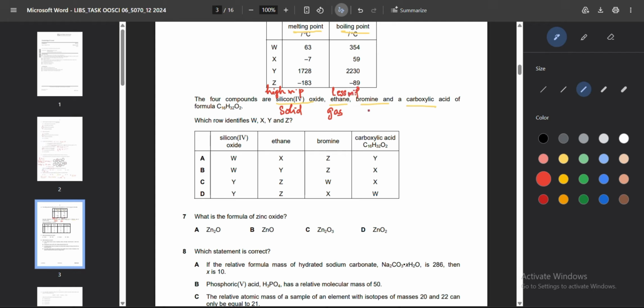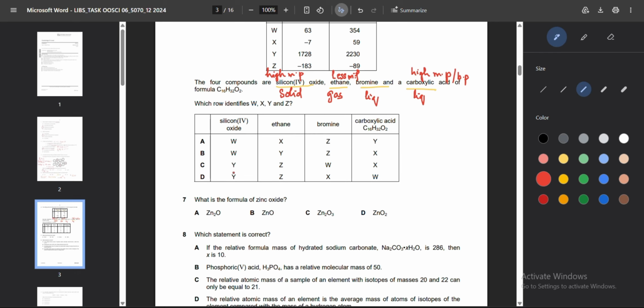Okay, next comes bromine. So now bromine is present in liquid state, and it has a simpler molecular structure having weak intermolecular forces. On the other hand, we have carboxylic acid, which is also present in liquid form, and it has a large molecule having strong intermolecular forces. So if you compare bromine and carboxylic acid, carboxylic acid will have higher melting point and boiling point as compared to bromine.